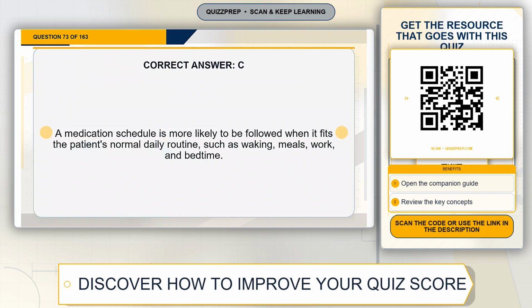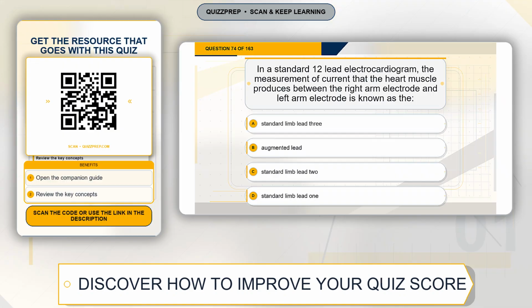A medication schedule is more likely to be followed when it fits the patient's normal daily routine, such as waking, meals, work, and bedtime.